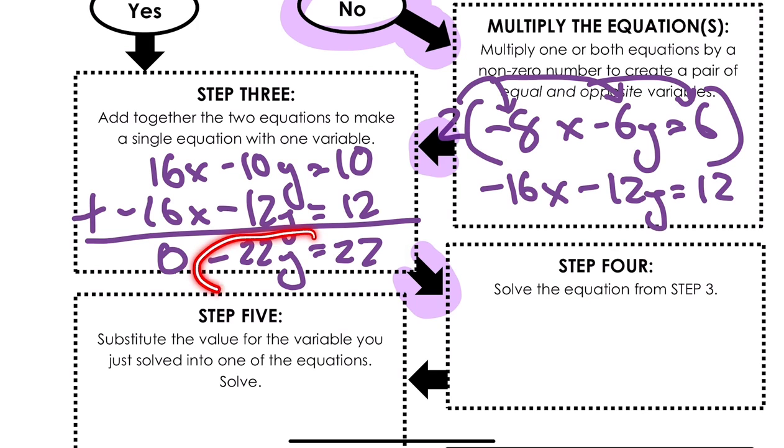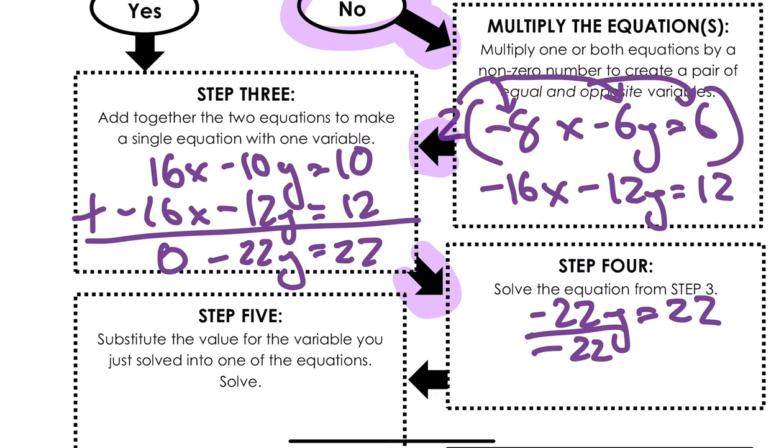Okay, so I'm just going to take this equation and solve it right over here because we want to get y. So we have negative 22y equals 22. I want y by itself, so I'm going to divide by negative 22. So y equals 22 divided by negative 22. That's a negative 1. Awesome.